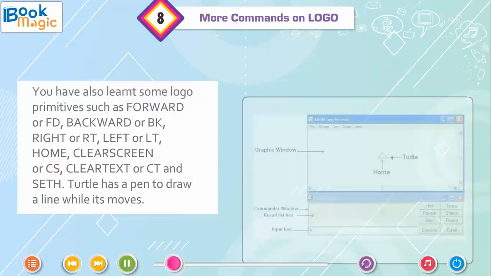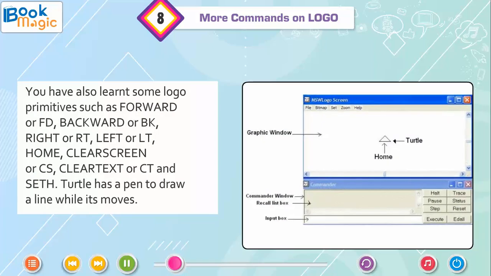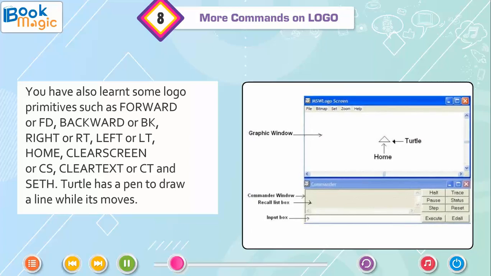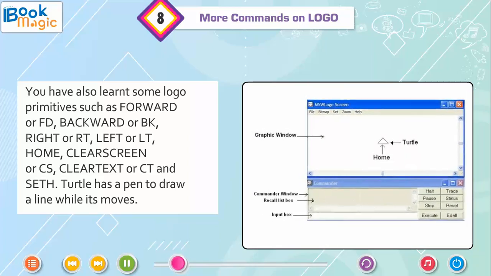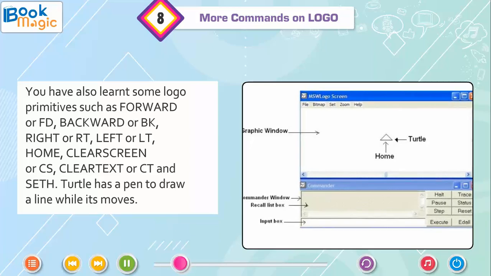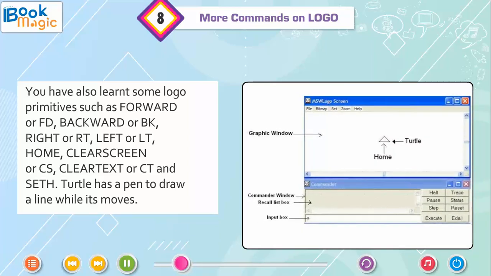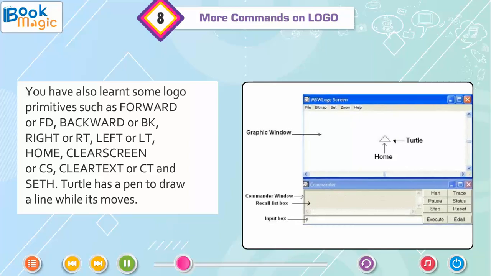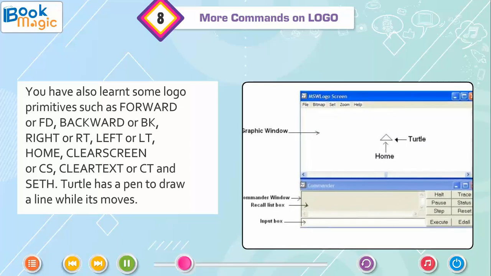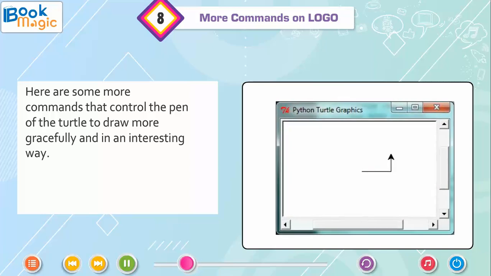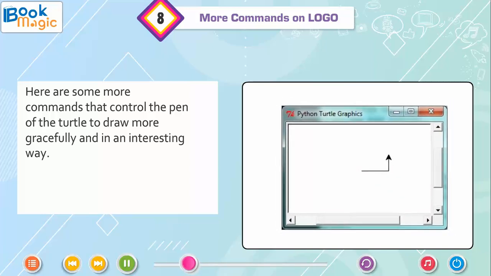You have also learned some Logo primitives such as forward or FD, backward or BK, right or RT, left or LT, home, clear screen or CS, clear text or CT, and SETH. Turtle has a pen to draw a line while it moves. Here are some more commands that control the pen of the turtle to draw more gracefully and in an interesting way.